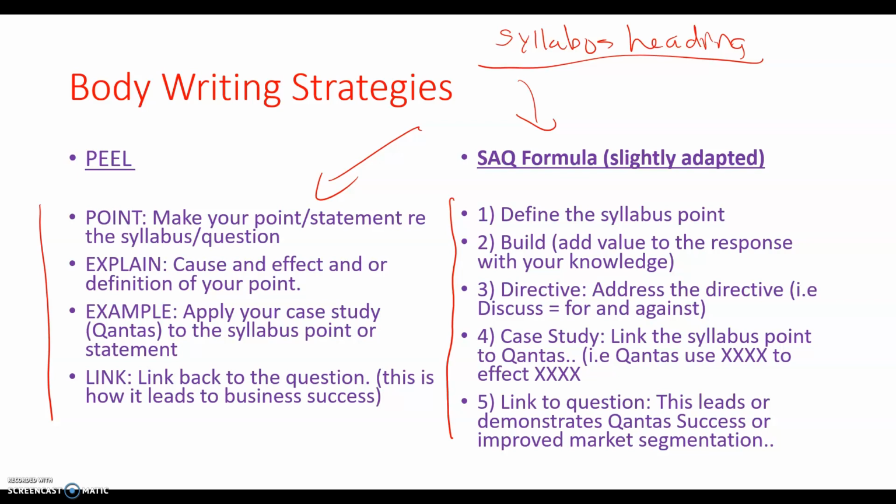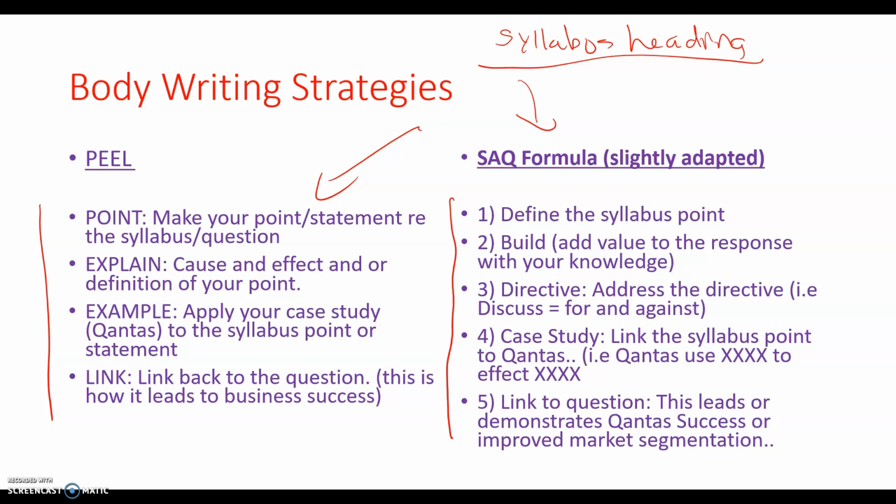Therefore, this leads them to success. Therefore, this improves their business operations. Therefore, this improves their price and quality, like one of the exam questions last year. Now, this SAQ formula, or the slightly adapted one: you've got your definition. So we go straight to our syllabus point and we define it. Two, we build, which is kind of your explanation. We add value to the response. We show that we know what that syllabus point is and how it works.